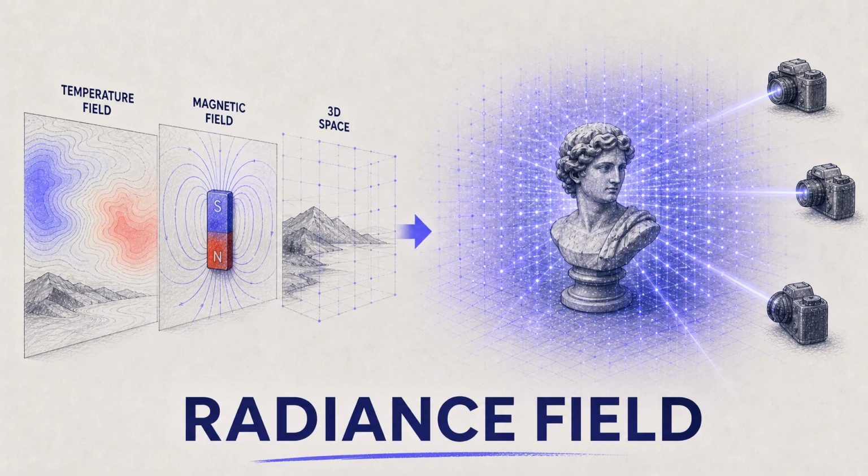A field is just a value everywhere in space. A weather map can have temperature at every location. A magnetic field has strength and direction around a magnet. A radiance field stores how much light appears to come from each point when viewed from different directions.